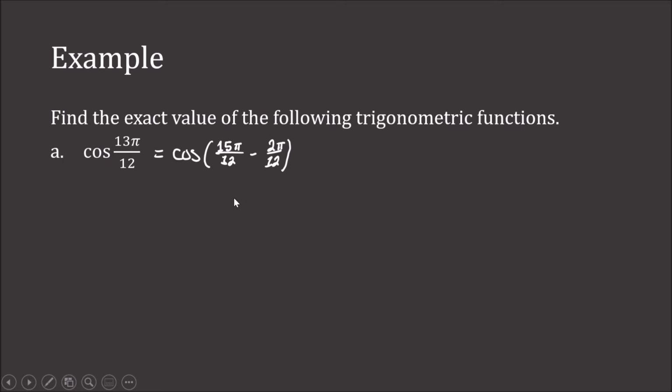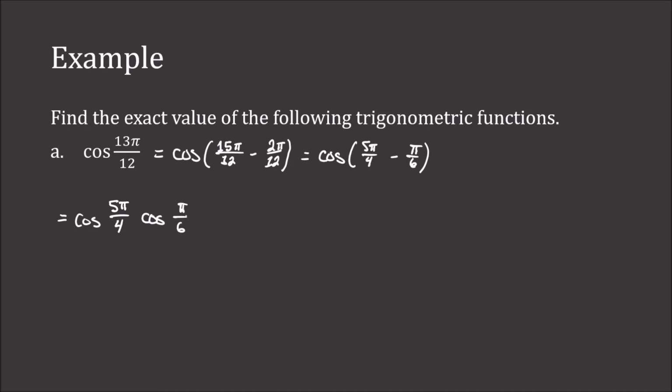Right, so 15 pi over 12 would be 5 pi over 4. 2 pi over 12 is pi over 6. These are both known angles. Now we can apply the difference formula. That'll give us cosine 5 pi over 4 times the cosine of pi over 6 plus the sine of 5 pi over 4 times the sine of pi over 6.